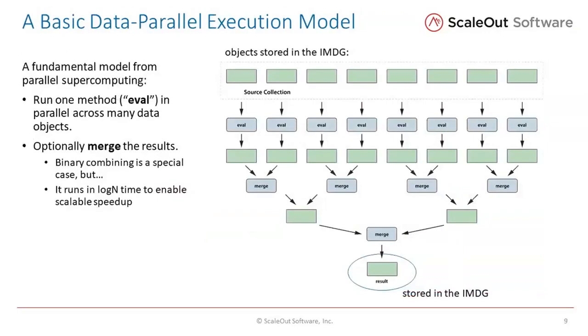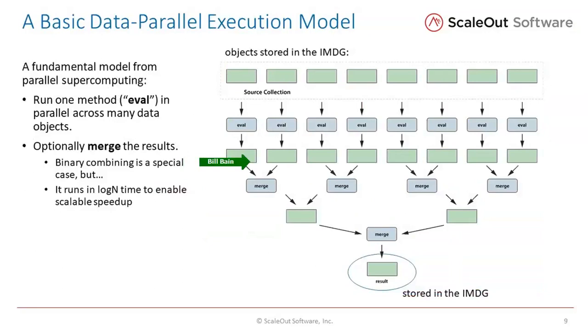So here's an example of a data parallel execution model just to ground that idea a little bit. You can take objects stored in the grid and run a user-defined method, generally on the type of that object, which is evaluating data within that object and generating results. So for each execution and each object, you have a set of results.